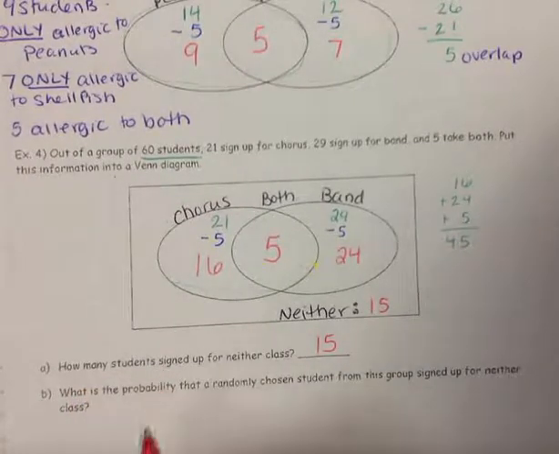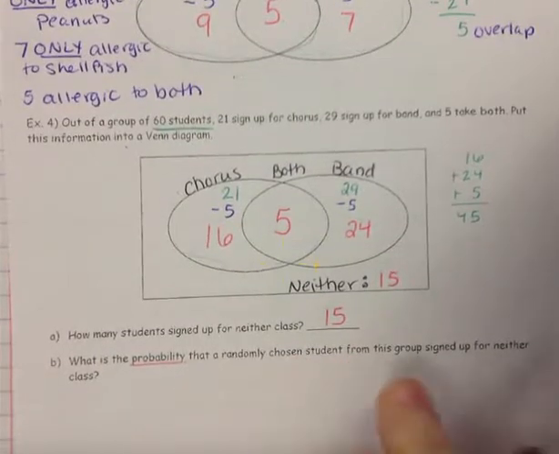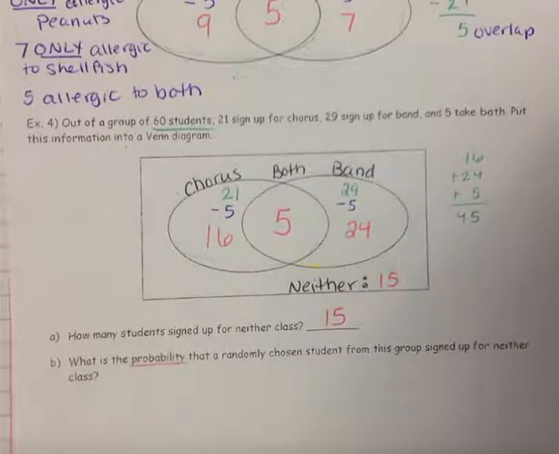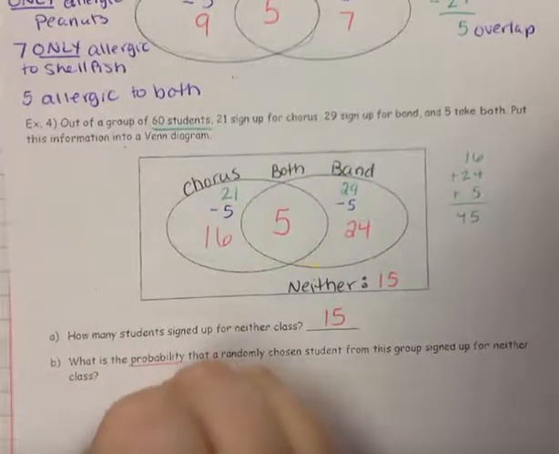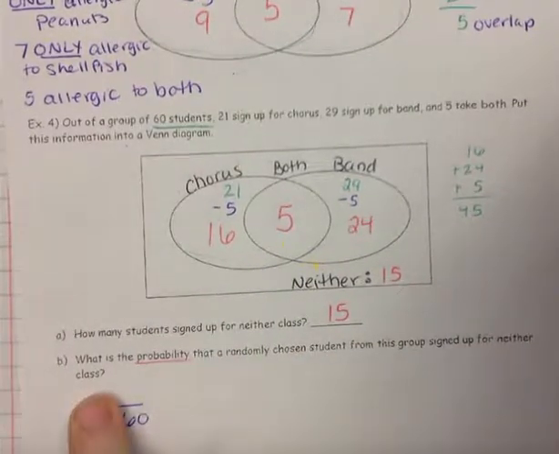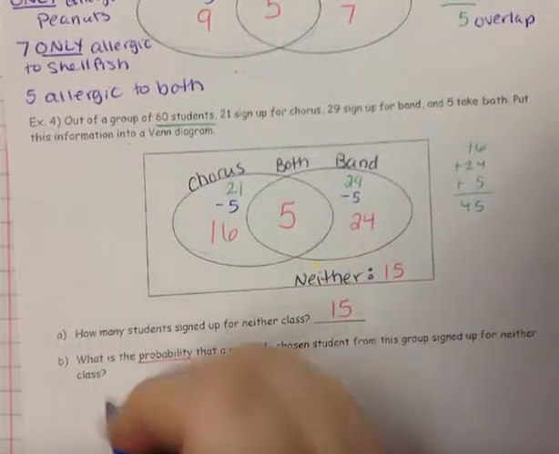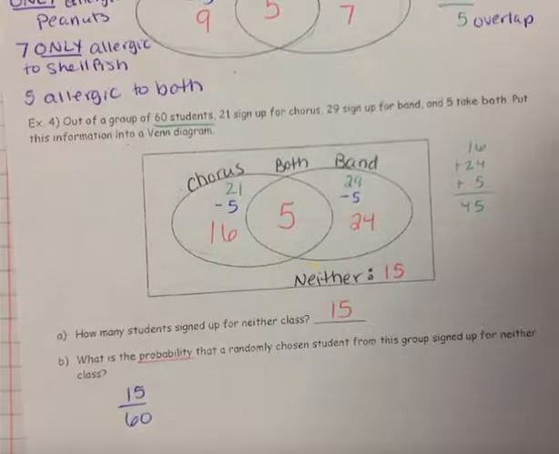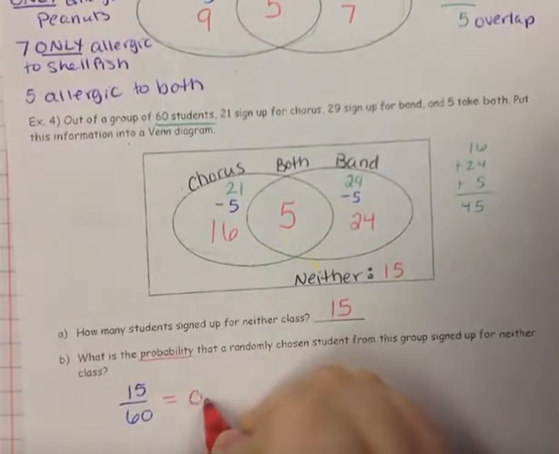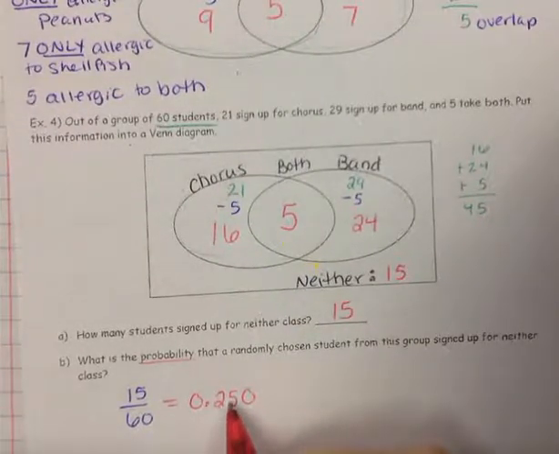What is the probability? When it says probability, that means we want a fraction. That a randomly chosen student from this group. So what's the total of this group? The total of the entire group is 60. Signed up for neither class. So we want from this group, which ones didn't sign up for either one of them. So neither. There was 15 of them. This would be equal to 15 out of 60. We want 3 significant figures. It's 0.250, 3 significant figures. So 2, 5, 0, third figure.